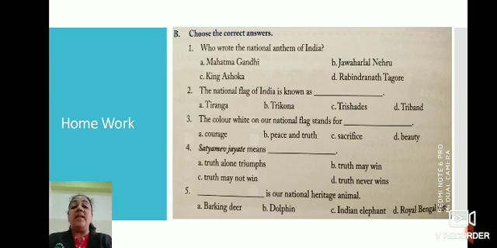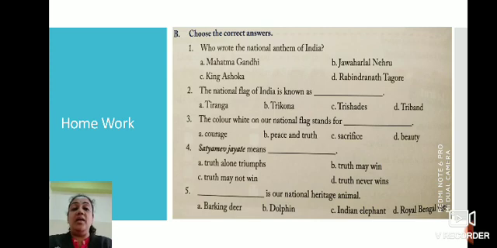Second one, the national flag of India is known as dash. It means what is the other name of the national flag of India? And the options are A. Tiranga, B. Trikona, C. Tri-shades or D. Tri-bands. So what is the correct answer? Yes, it's A. Tiranga. Okay.